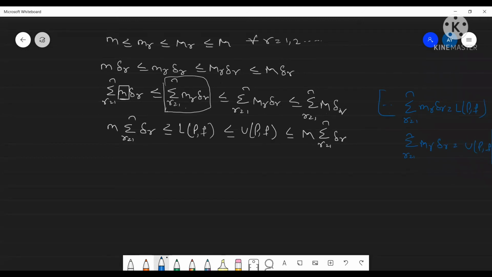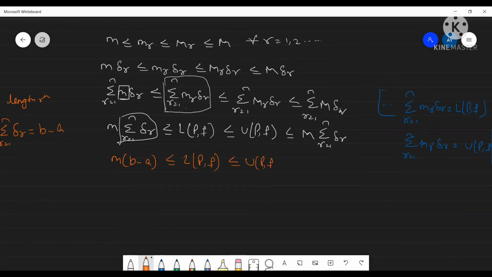From these definitions, we have got this step. In the next step, what is delta r? As I've already told you, summation r equals 1 to n of delta r is equal to b minus a. That is what we are writing. This is the length of the rth subinterval. So m times (b minus a) is less than or equal to L(P, f), which is less than or equal to U(P, f), which is less than or equal to capital M times (b minus a). This is what we had to prove. Hence proved. Am I clear? Shall we move on to the next definition?